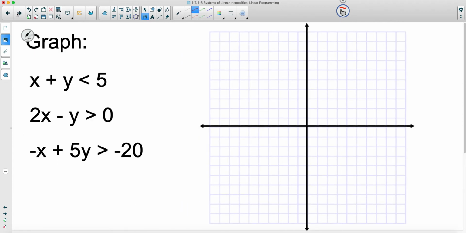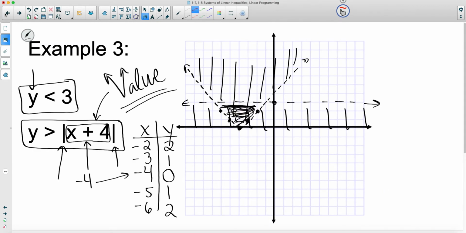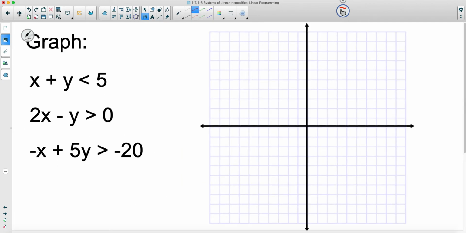You could have 3 of them at once. Just graph all 3 like normal, and it'll make a triangular shape like on this one, but it'll be 3 lines rather than an absolute value and a line.